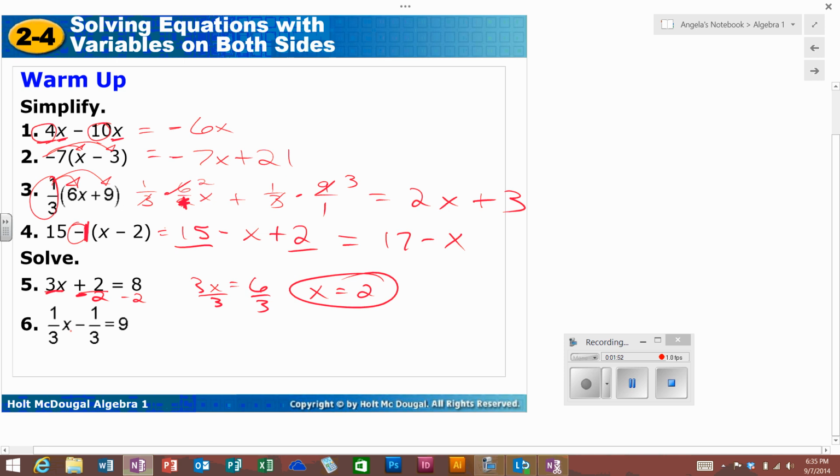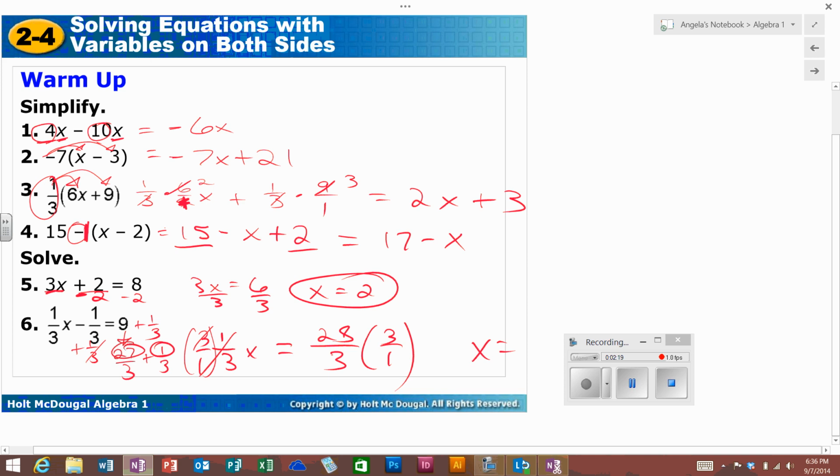I'm going to again do the opposite first, add 1/3 to both sides. So in order to make this a common denominator, I'm going to convert my 9 to 27 over 3. So then I get 1/3 x equals 27 plus 1 is 28 over 3. Now I'm going to multiply by 3 over 1 on both sides. So I get x is equal to, these 3's cancel, and I just get 28. Okay?